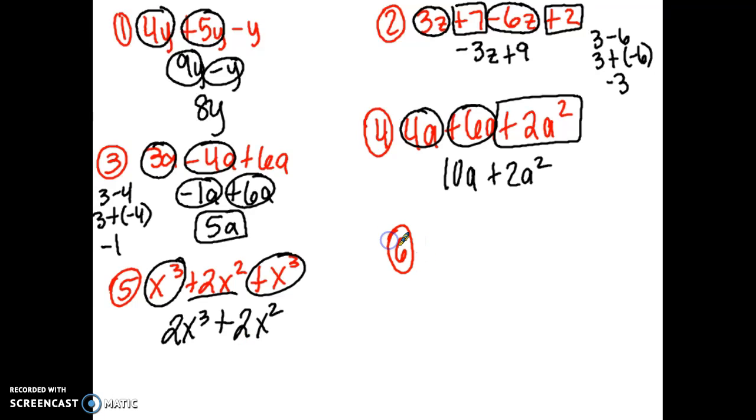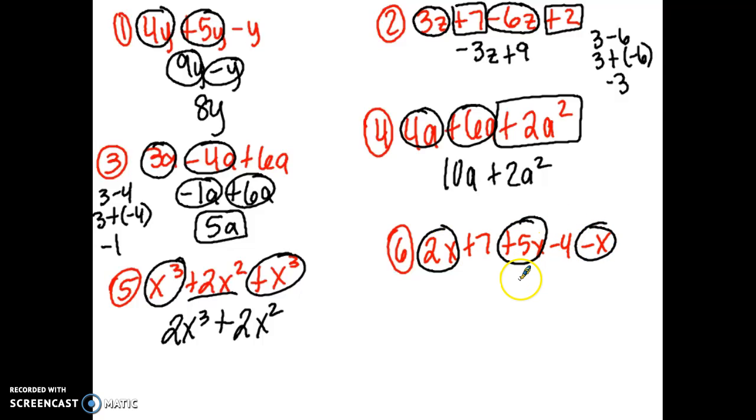Number 6, 2x plus 7 plus 5x minus 4 minus x. Circle all of our x terms. 2x plus 5x is 7x. 7x minus x is 6x. Then I have 7 minus 4, which is 3. 6x plus 3.